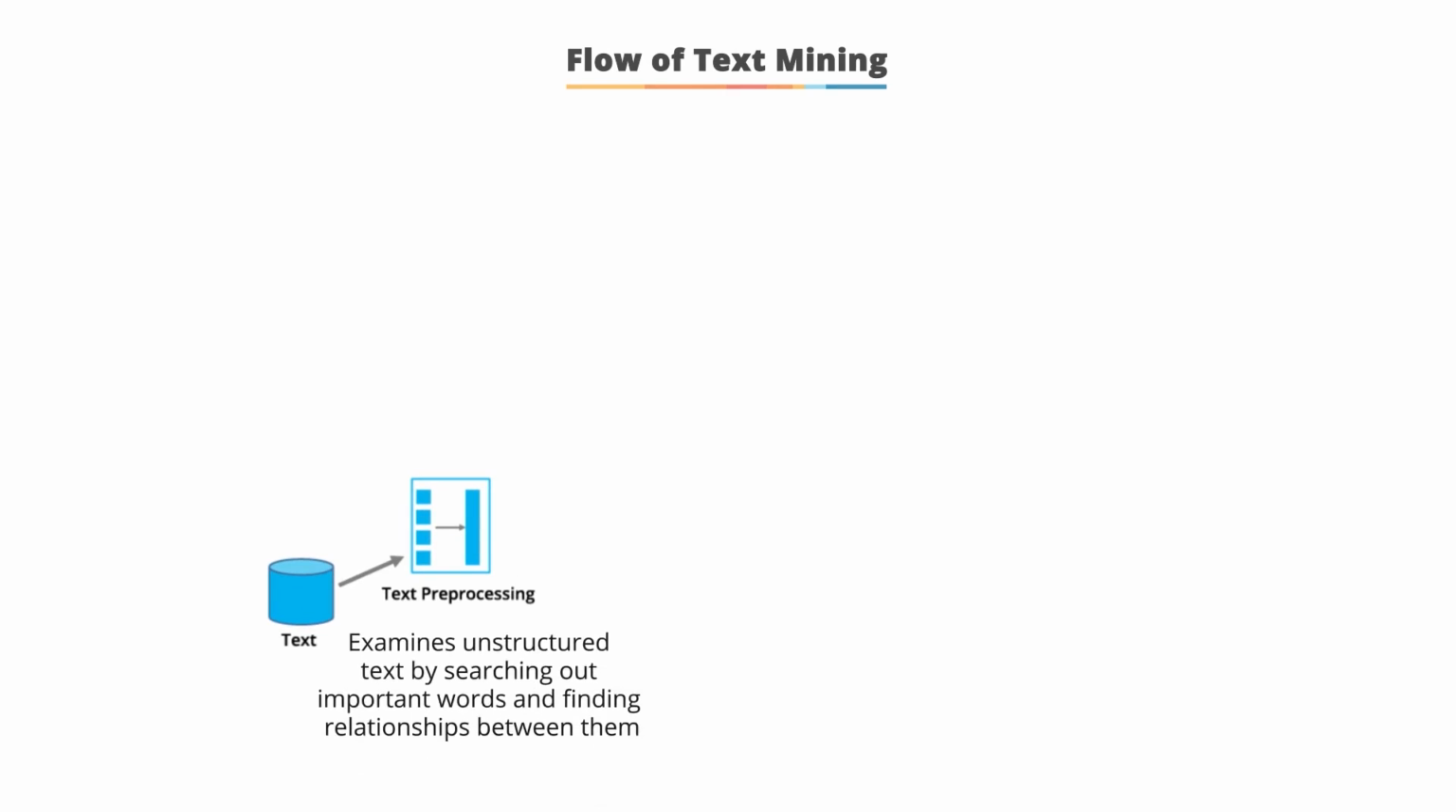Let's understand the flow of text mining. There are 5 techniques used in text mining system. Information extraction or text pre-processing. This is used to examine the unstructured text by searching out the important words and finding the relationships between them.